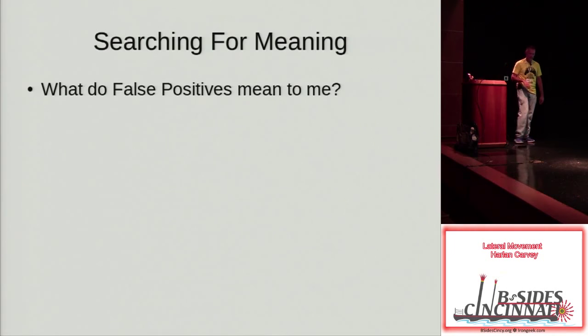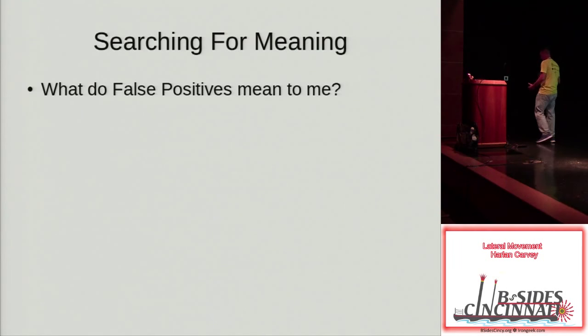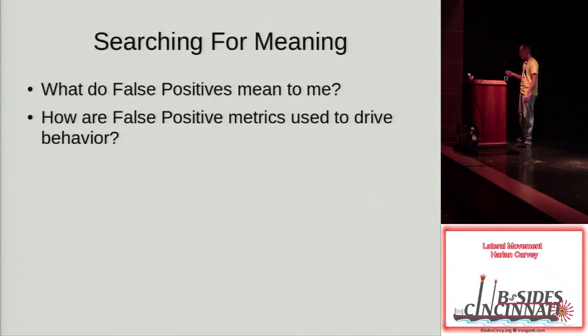So I started out thinking about what false positives mean to me as an analyst, as a detect guy. To me, false positives are just a fact of life. I've got this long list of alerts that I need to go look through and look for the bad guy. Along the way, I'm going to see a lot of crap that I'm just going to toss out. That's how we do our job. But then I tried to ask myself, what do false positives mean to management? That turned into this question: how are false positive metrics used to drive behavior where you're working?